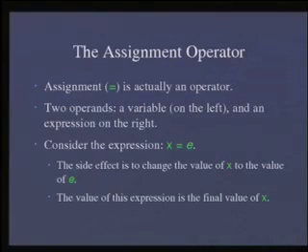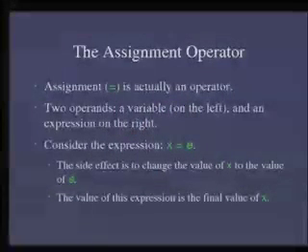Let's start with a very familiar operator, the assignment operator. We have already used the assignment statement in all the programs that we have written so far. You will be surprised to know that assignment is actually an operator in C, and it has two operands. The left operand always has to be a variable, that's the variable whose value has to be assigned, and the right operand can be any arbitrary expression.